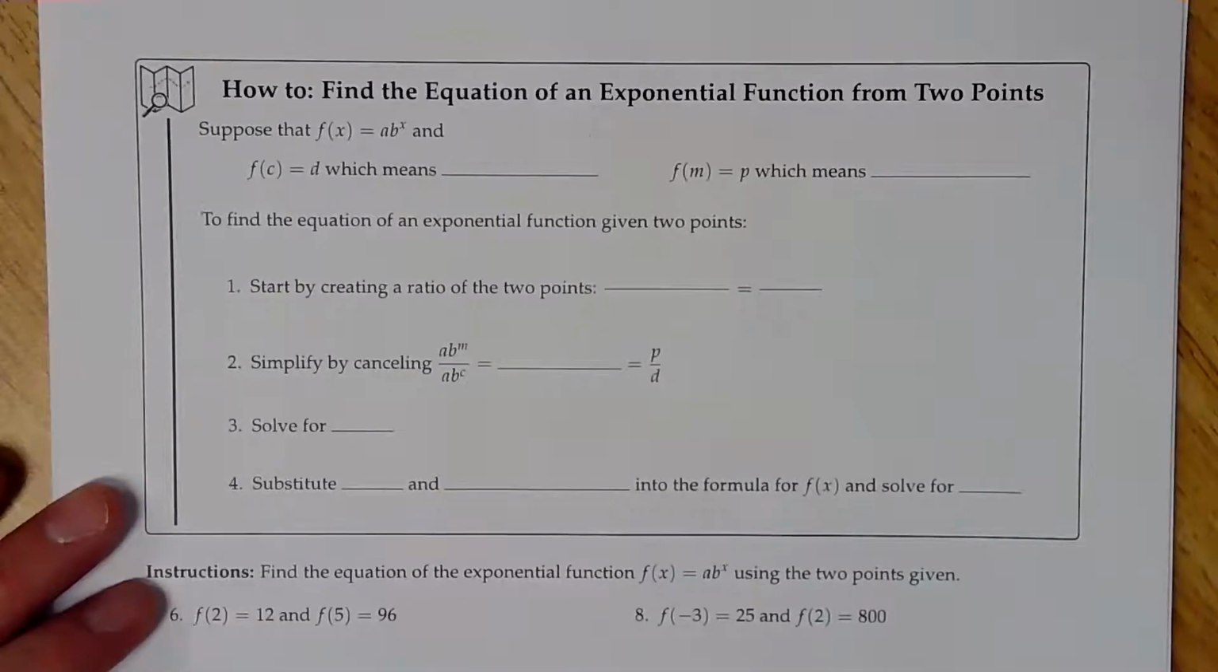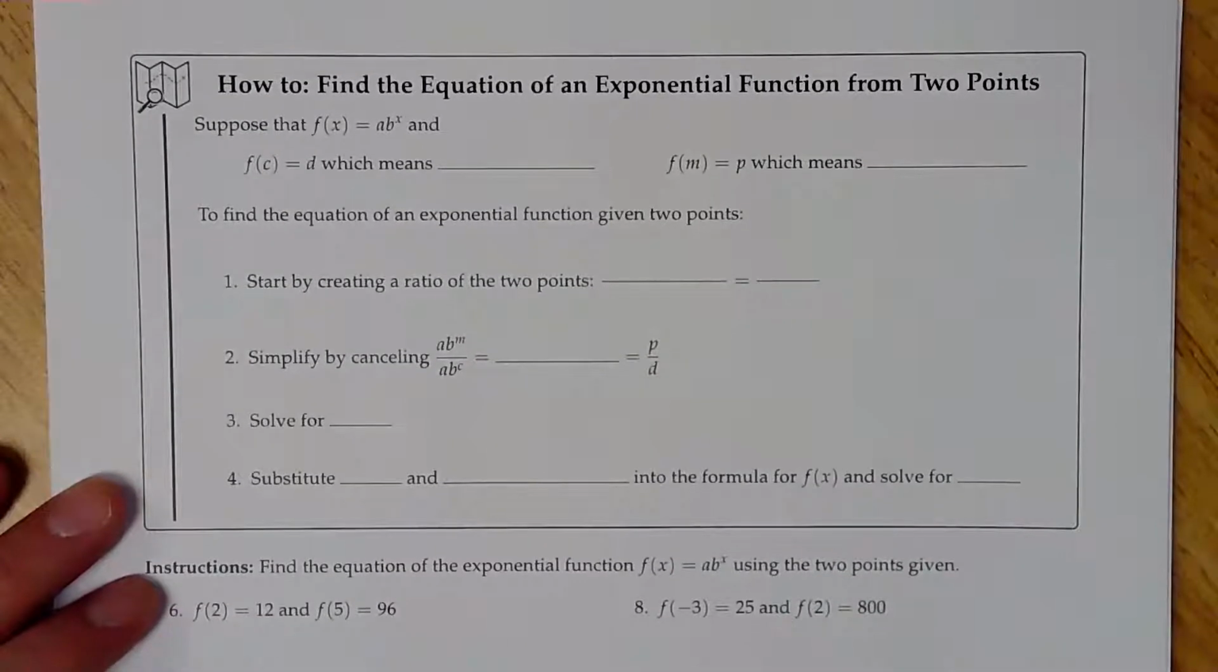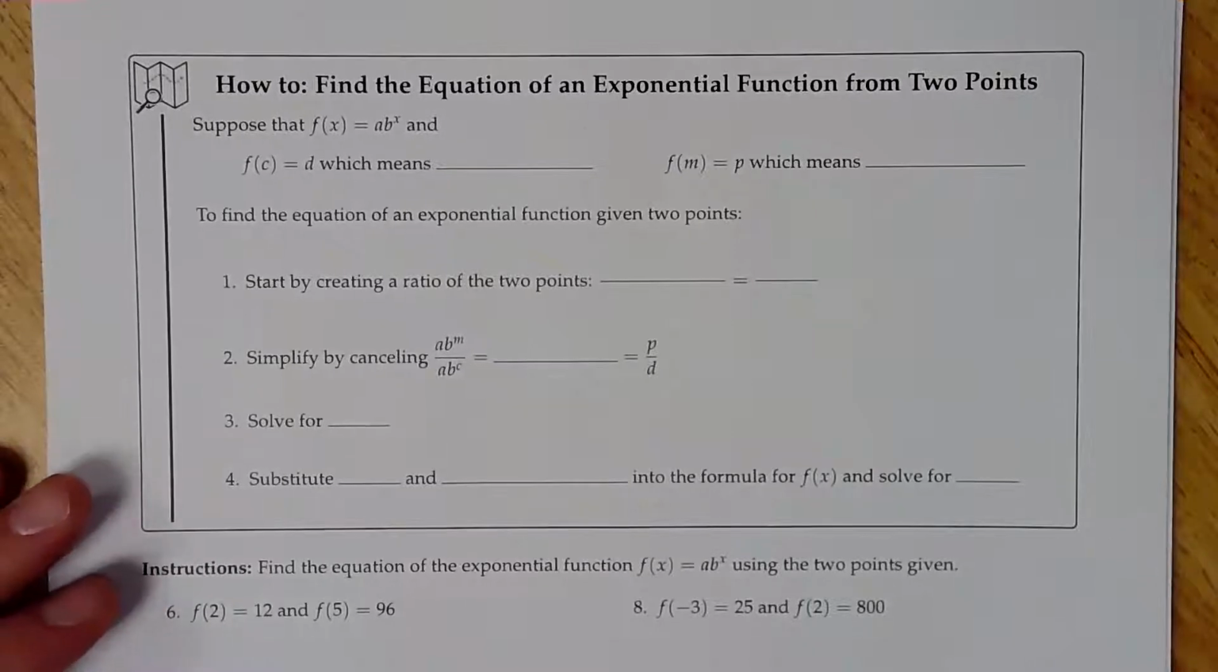Okay, so we're going to take a look at how to find the equation of an exponential function if you're given 2 points that are on the curve for that function. So suppose that f of x is equal to ab to the x, and f of c is equal to d, and f of m is equal to p.